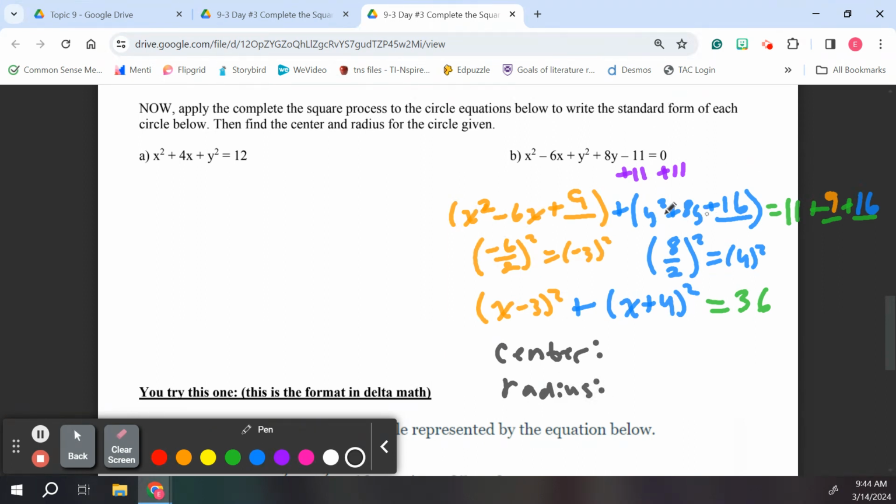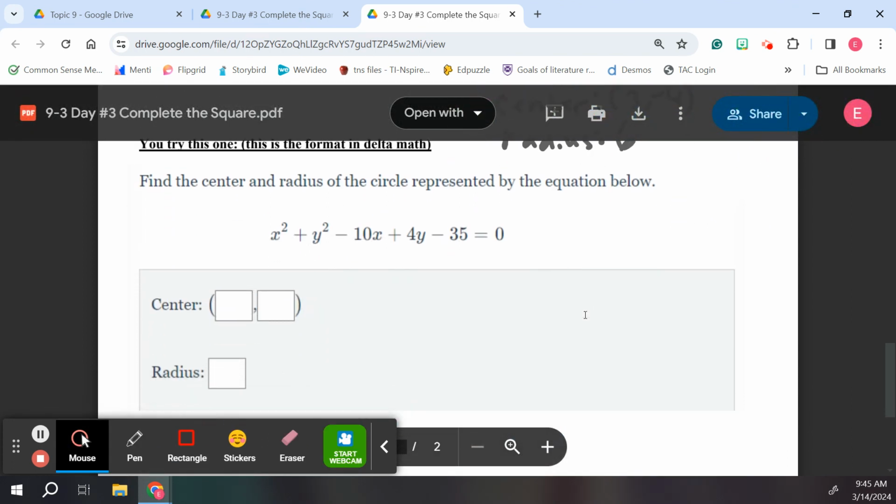Now someone tell me, what's the center? Emma? Very good. And what's the radius? Someone new? Shane? 6. All right, try this next one on your own.